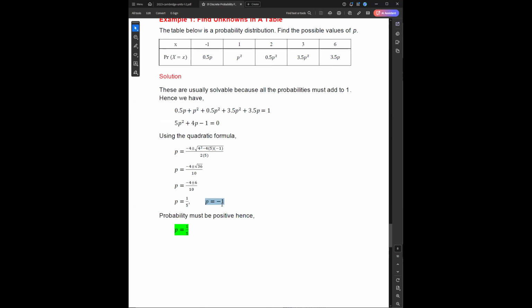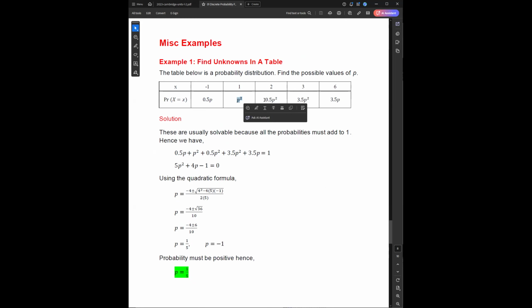Just because p is negative doesn't necessarily mean the probability is negative. In all these circumstances, there is no p on its own, right? They're all attached to a coefficient. It's the product of the coefficient and the p value that actually makes a probability. So if you were to look at x equals 1 here, the probability is p squared. If p was negative 1, then negative 1 squared just makes 1. That's actually valid, right? That meets our criteria.